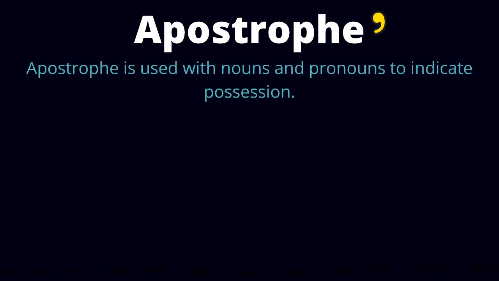Next comes apostrophe. Look at the symbol there. Apostrophe is used with nouns and pronouns to indicate possession.